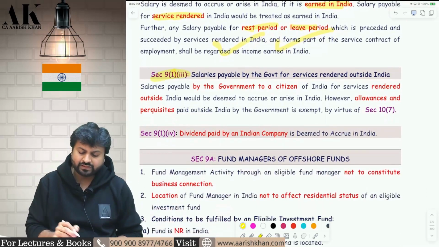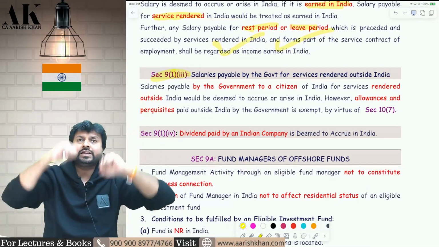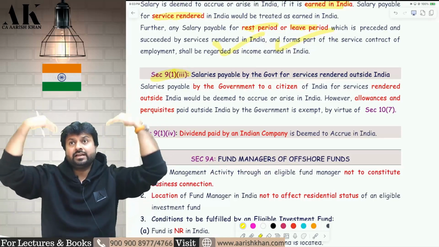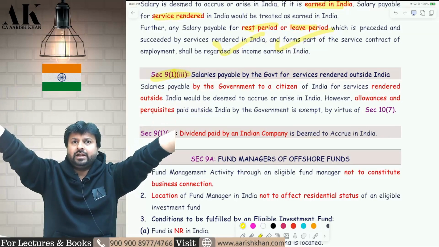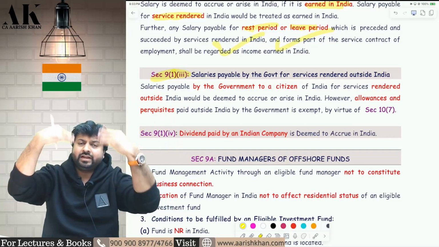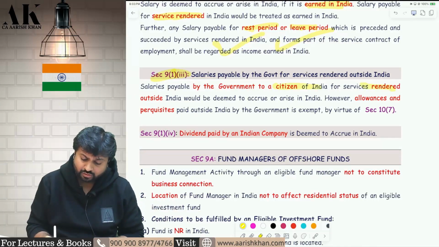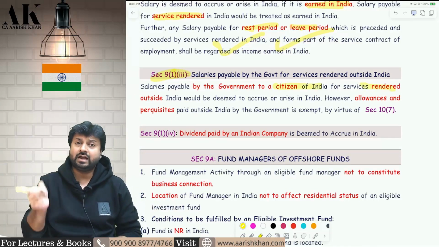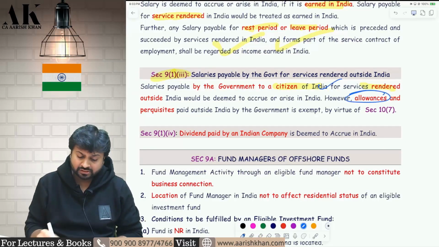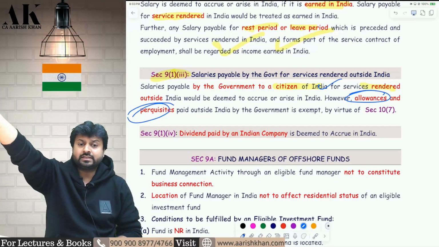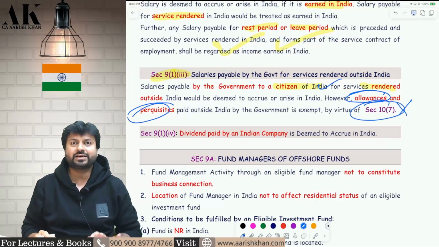Next one, section 9(1)(iii). What about the salary paid by the government of India to officials outside India? Suppose the government of India is paying salary to its employees in the Indian embassy in the USA. Is that salary also accrued in India? Yes, that is also accrued in India if it is paid to citizens of India, and that is definitely subject to tax. But the allowances and perquisites given by the government to its citizens outside India will not be subject to tax as per section 10(7). I hope it is clear to all of you.